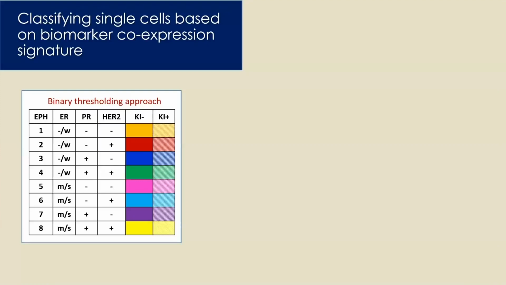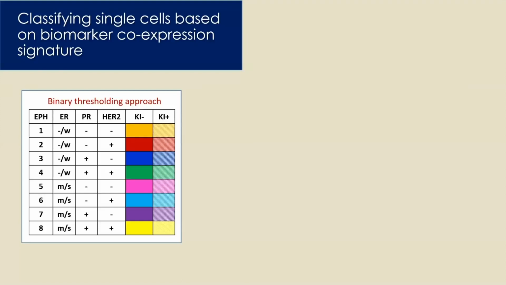One of the approaches that we use to classify different single cells is to use a binary cell count system, where cut point levels for each single marker was determined by comparing the positive and negative tissue controls, and applying these cut points to classify cells into positive or negative. By doing this, we get 8 groups of ER, PR, and HER2 co-expression signatures, which we called EPH.